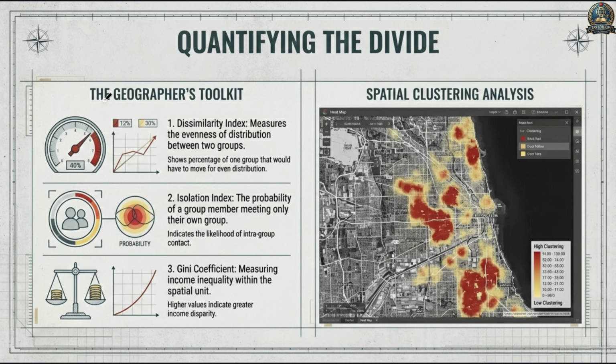Quantifying the divide: the geographer's toolkit. Dissimilarity index measures the evenness of distribution between two groups, showing the percentage of one group that would have to move for even distribution. Isolation index, the probability of a group member meeting only their own group, indicating the likelihood of intra-group contact. Then Gini coefficient, measuring income inequality within the spatial unit. Higher values indicate greater income disparity.